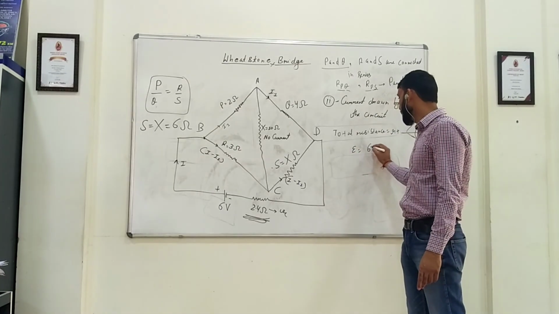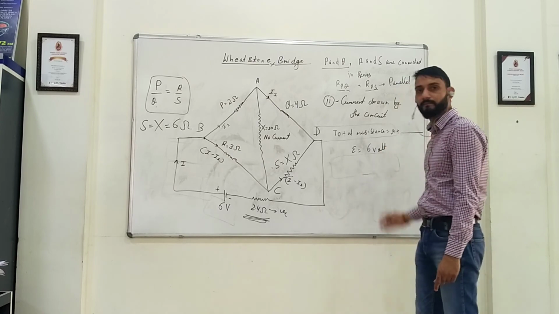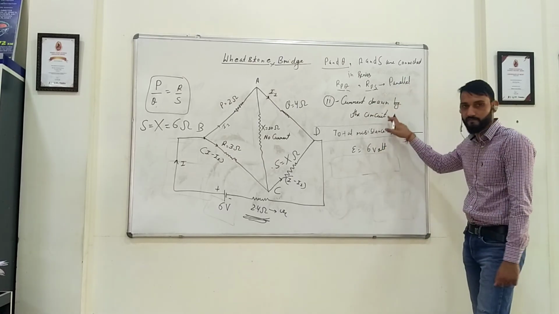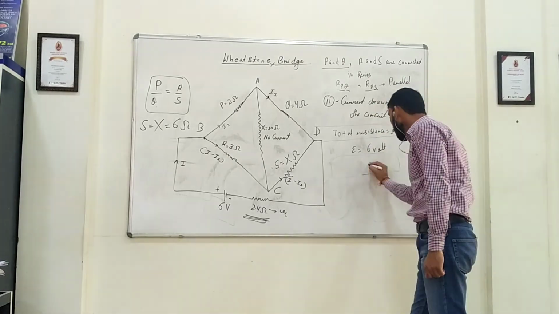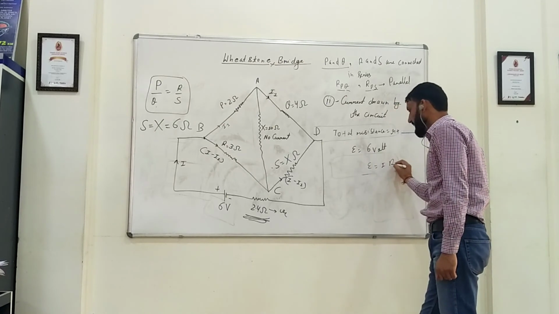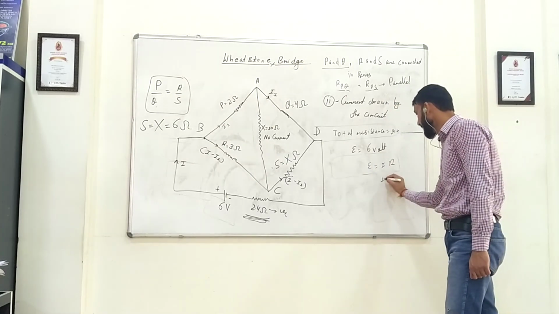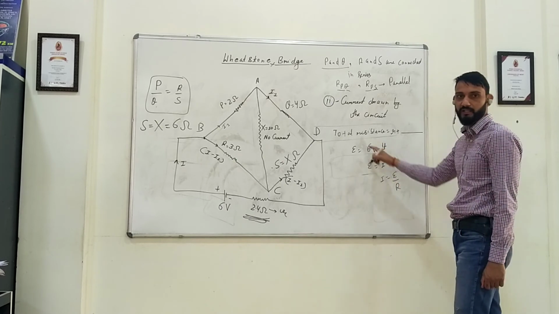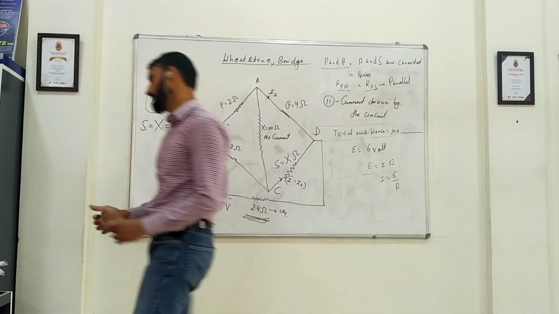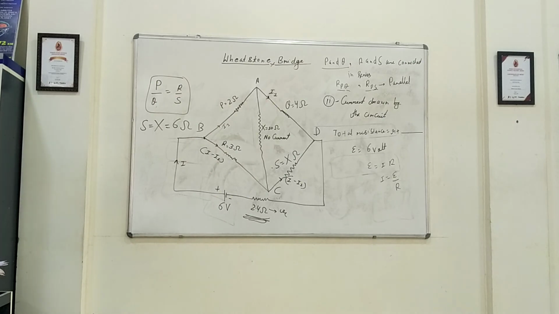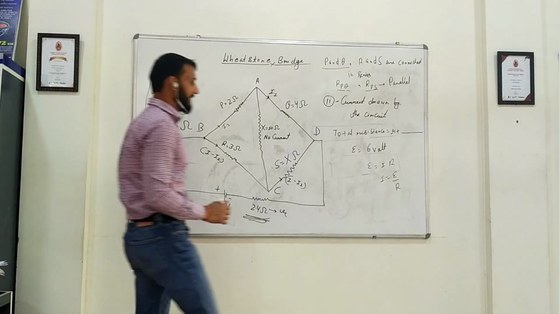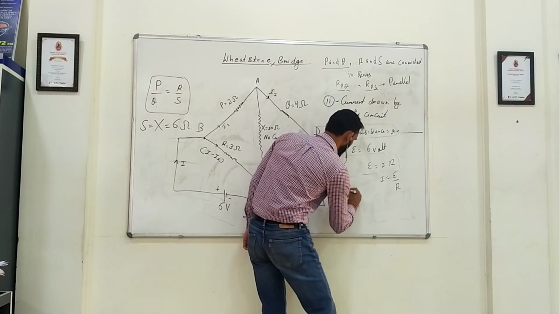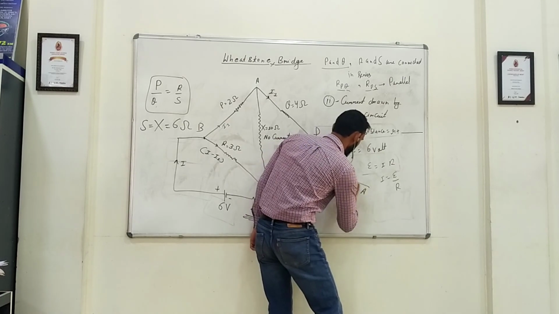The total EMF or voltage is given as 6 volt, and I have to find the current drawn by the circuit. So that will be E is equal to IR, Ohm's law. So I is equal to E upon R. You will calculate this from here. E is given. So let me tell you the answer now. The final answer has to be 1 ampere. I is equal to 1 ampere will be the current.